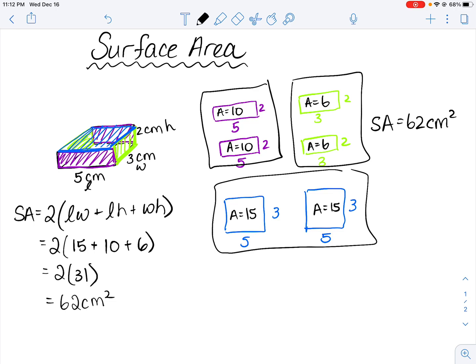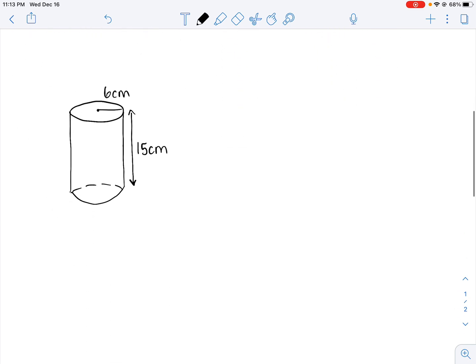There are formulas for every single three-dimensional shape that you'll see in grade 9. And they're written like this. You just substitute the dimensions into the formula and it calculates it for you. But I just wanted to let you know that, no matter what your shape, you're just finding the area of each side of it. Okay, let's try a cylinder.